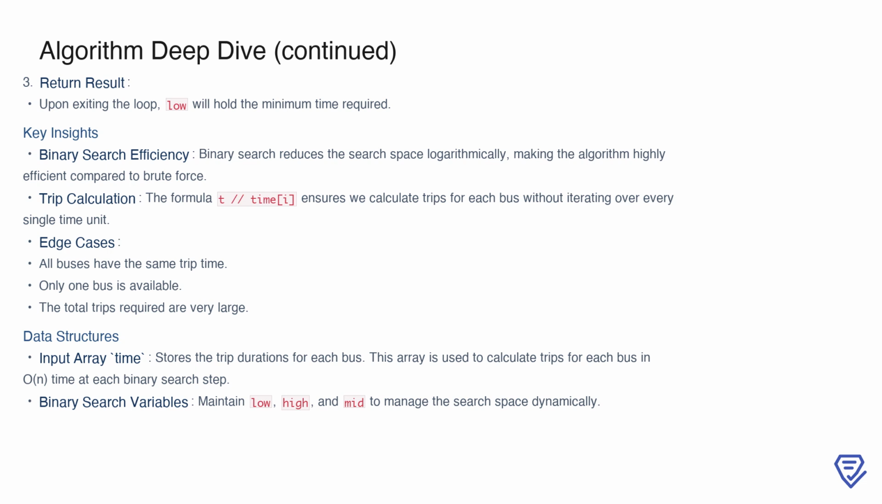The algorithm handles these scenarios naturally due to the flexibility of the binary search framework. In terms of data structures, the input array time is used to store the trip durations for each bus, and we dynamically manage variables low, high, and mid to refine our search space. These components work together to ensure the solution is both time efficient and simple to implement.